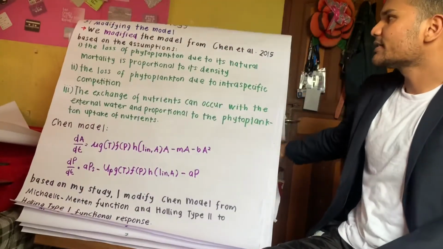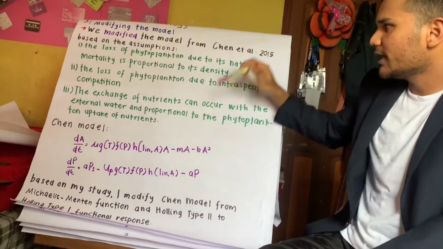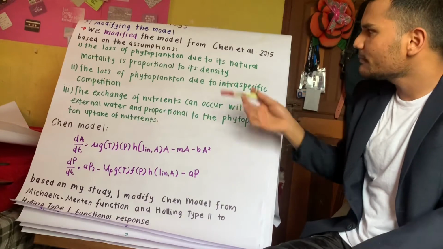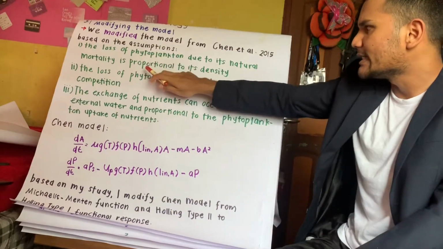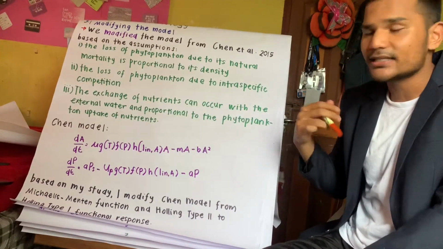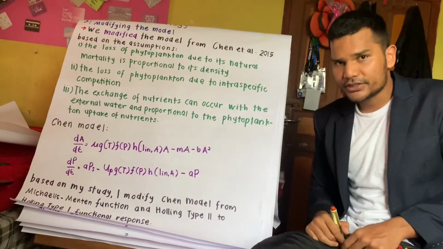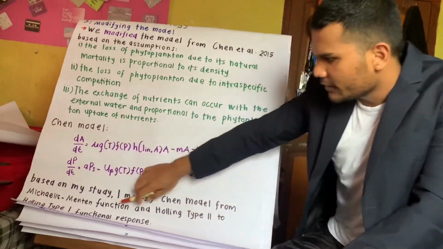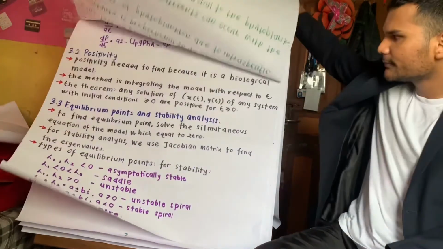For the methodology, I modified the model from Chen et al., that I mentioned earlier, based on a few assumptions, such as the loss of phytoplankton being proportional to its density, and the exchange of nutrients with the external water being proportional to the phytoplankton uptake of nutrients. So this is the Chen model. I have modified this model to Holling type 1.